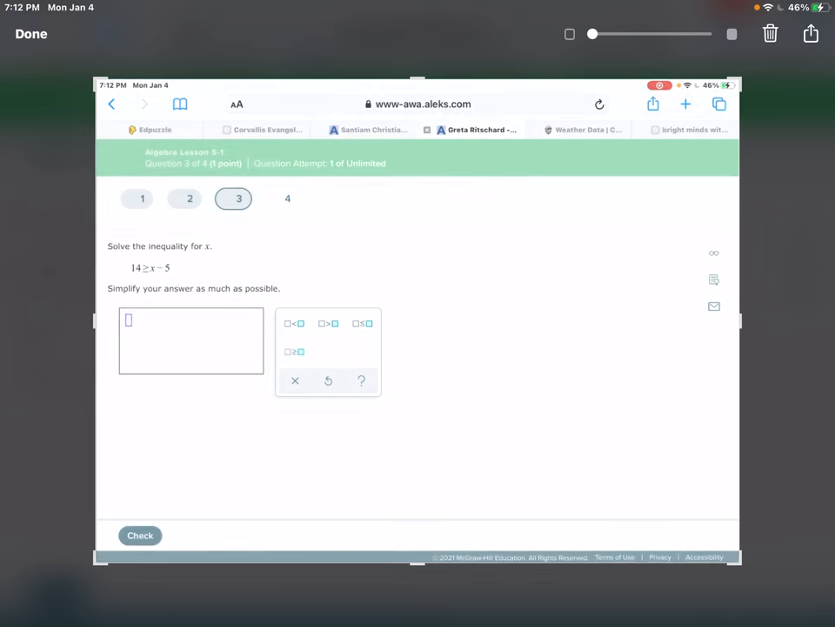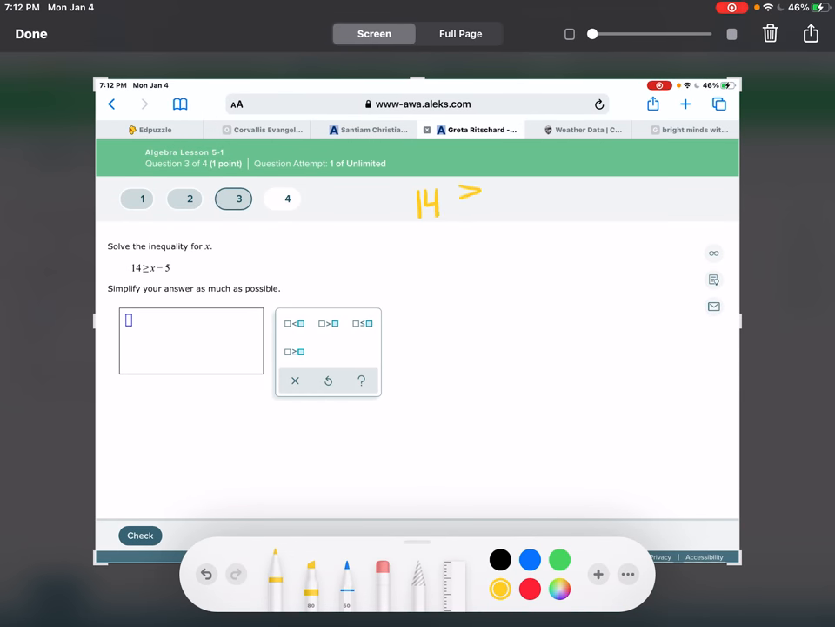Number 3 says solve the inequality for x. So we have 14 is greater than or equal to x minus 5. So we're going to pretend like it's equals and not greater than or equal to at first. And if I was solving this as a basic equality, I would add 5 right here because I want to get x by itself. So I'm going to add 5 to both sides. I have to do it just like normal. I would have 19 is greater than or equal to x. We keep this sign exactly the same unless we multiply or divide by a negative. So just keep track of the sign.